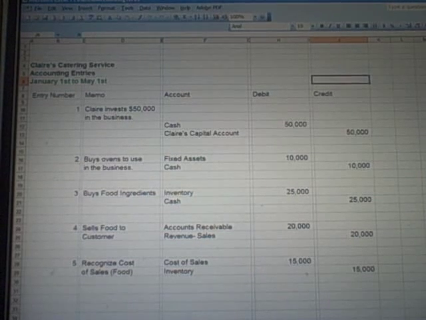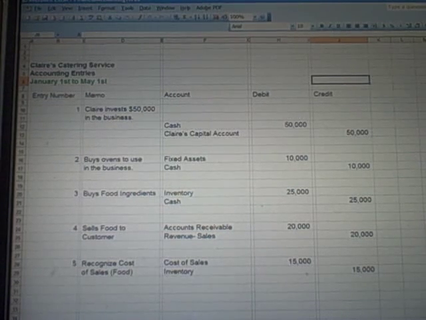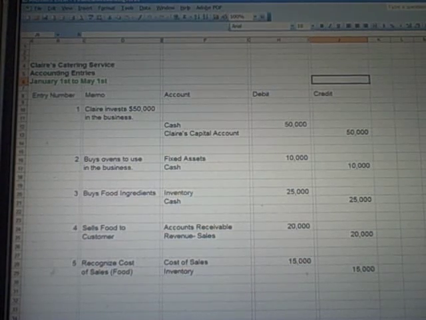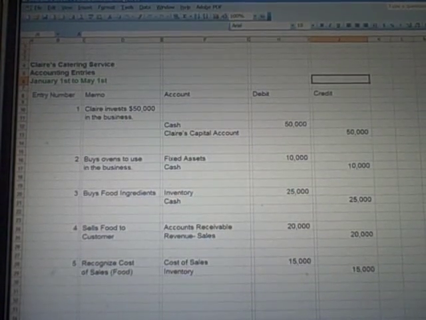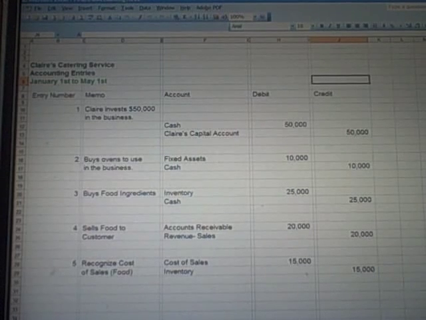That's a credit. Number 2, buys ovens to use in her business. She has a catering business. She cooks a lot of stuff and she needs some expensive ovens. Fixed assets, ovens or assets, go up by debit, asset account, and cash goes down. These are 2 asset accounts. One goes up and one goes down, which is perfectly fine. Number 3, she buys food ingredients to make food for catering. We consider that inventory in her business. So inventory, an asset account, is increased by debiting. Cash, an asset account, she paid cash, is decreased by crediting.